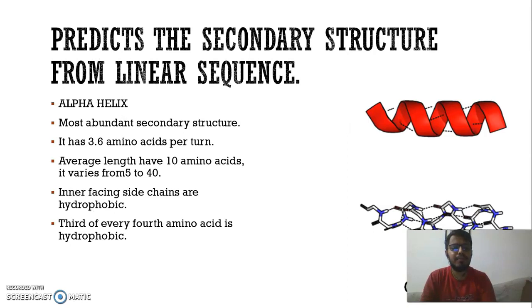Now what are the types of structure that we have in secondary structures? One of them is the alpha helix, and it is the most abundant structure. It has around 3.6 amino acids per turn, and the average length is 10 amino acids, which can vary from 5 to 40. The inner facing side chains are hydrophobic, and the third of every fourth amino acid is hydrophobic.